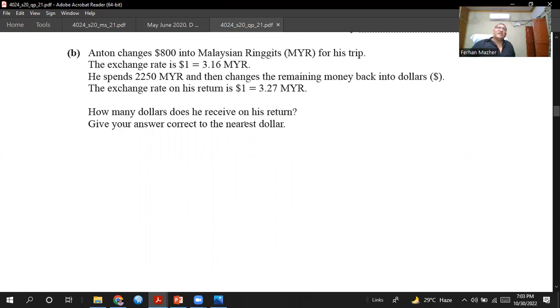So the methodology is very simple. First of all, you have $800 and you will convert them into Malaysian ringgits, and the exchange rate is $1 equals 3.16 Malaysian ringgits. So you will find out how many Malaysian ringgits you have, and from them, you will subtract 2,250 Malaysian ringgits, and the remaining money will be converted back into dollars. But when you convert that back into dollars, the exchange rate is different. The rate of exchange which you will use is $1 equals 3.27 Malaysian ringgits. Then you will check how many dollars he receives on return. Very simple question.